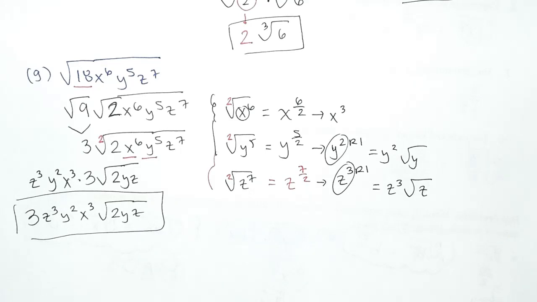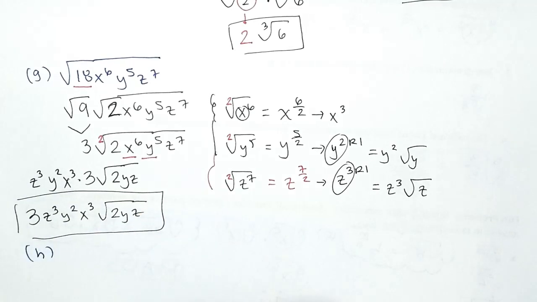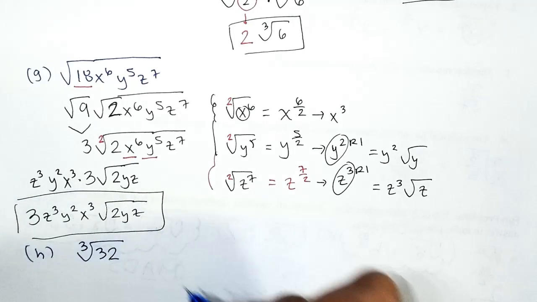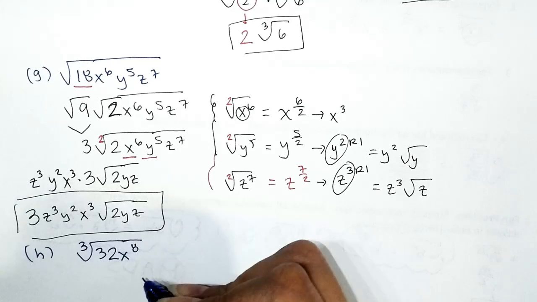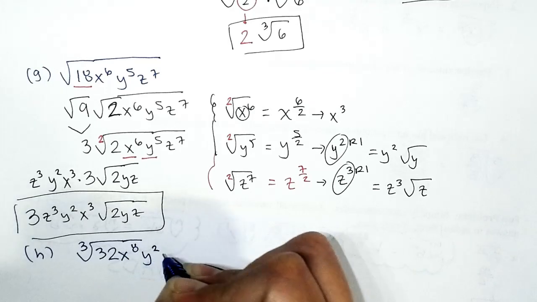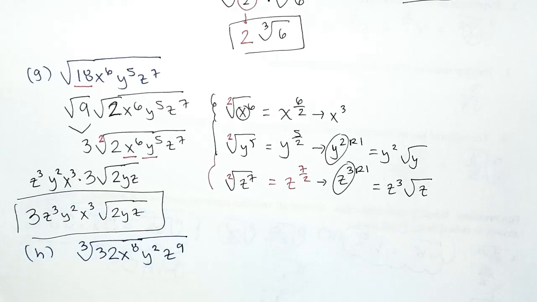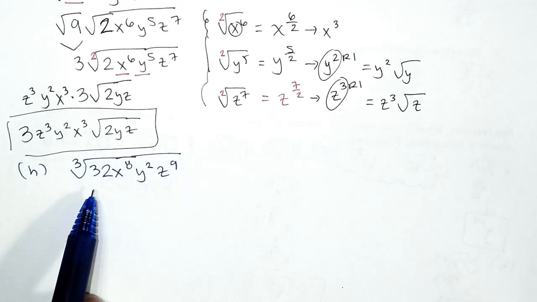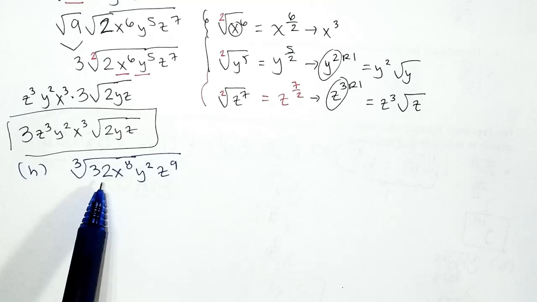Now, we're not going to redo this problem because I think what I wanted to show you, I'll do it with problem H. Okay, so problem H, where am I? We have cube root of 32 times x to the 8th times y squared times z to the 9th. Okay, so first I'm going to focus my energy on the cube root of 32, and then we'll worry about the variable factors.